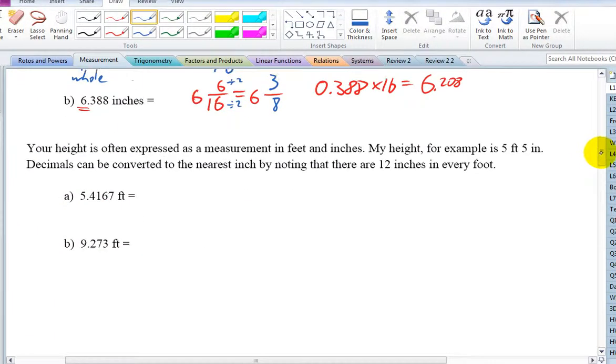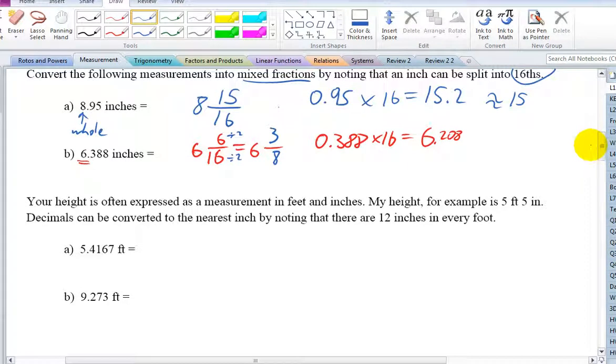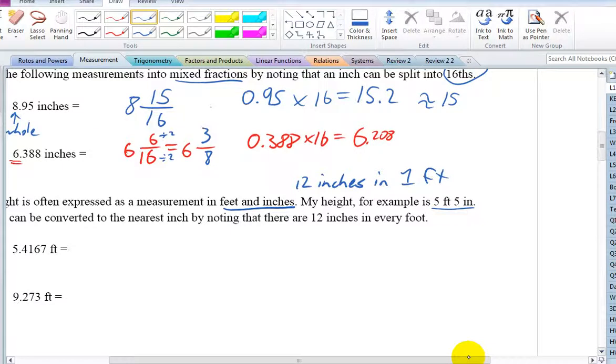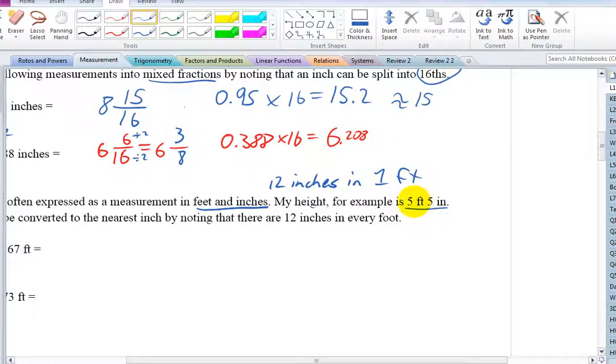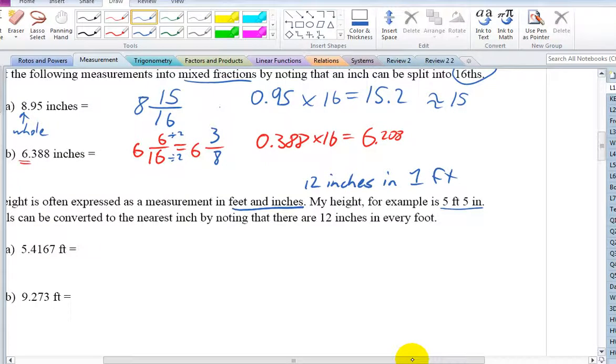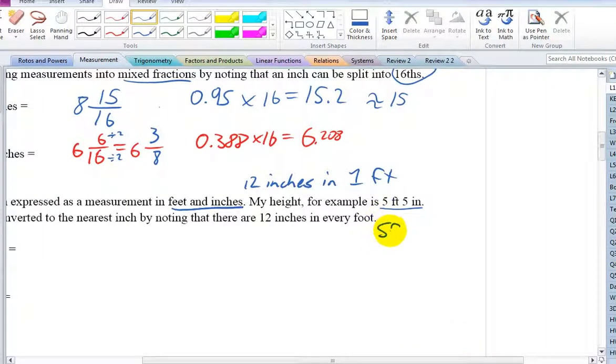All right. Height. Height's often expressed in feet and inches. Remember, there are 12 inches in 1 foot. So, for example, if you have 5 feet 5 inches, you have to convert that into inches. So it would be 5 feet times 12 equals 60. So altogether, you have 65 inches inside there. Okay. We'll be covering that a little bit more, but it's always good to be able to convert back and forth.